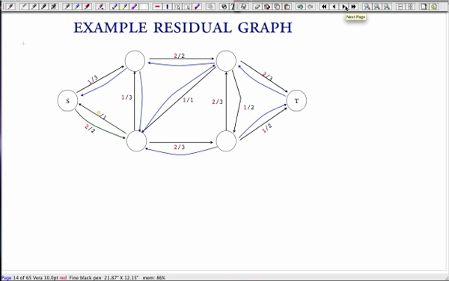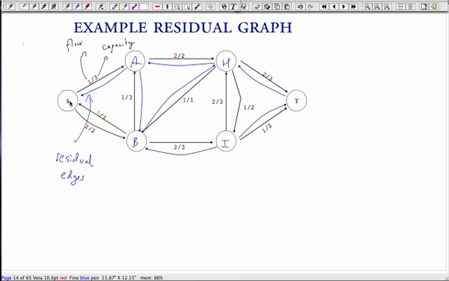All right, so this is an example of a residual graph. Remember, this red value is the flow, and this right here is the capacity, and these blue edges are the residual edges. Since I'm pushing one unit of flow from S to A, I'm going to create a residual edge from A to S with capacity 1. In this entire graph, every time I push some flow from one node to the other, I create a residual edge in the opposite direction.